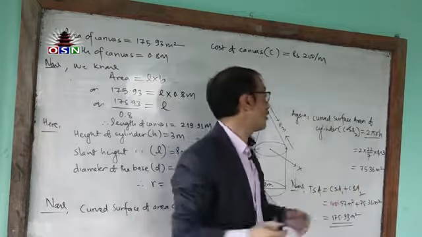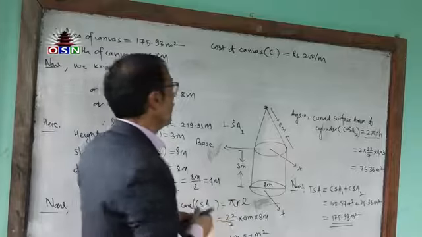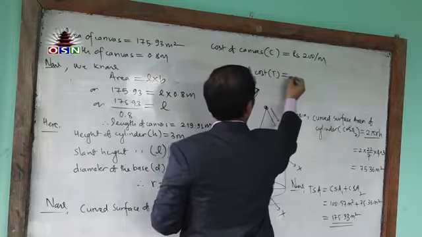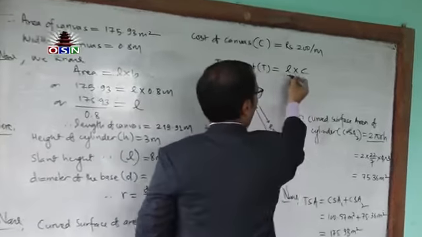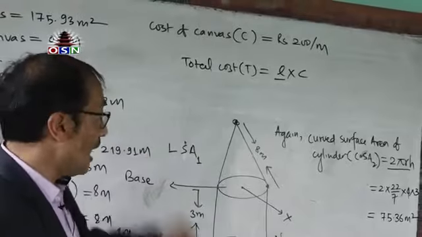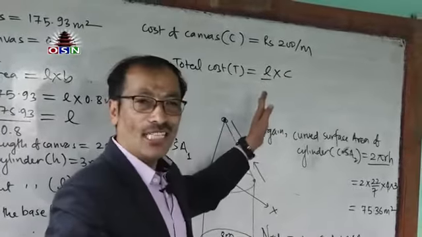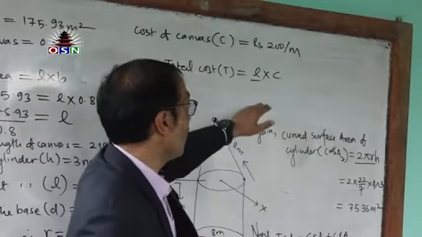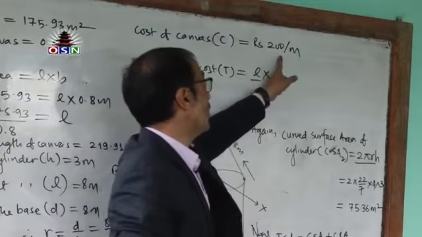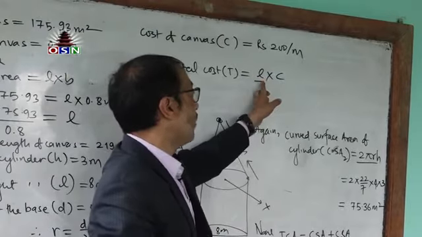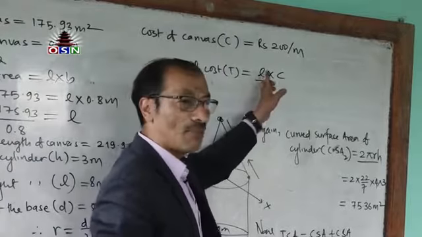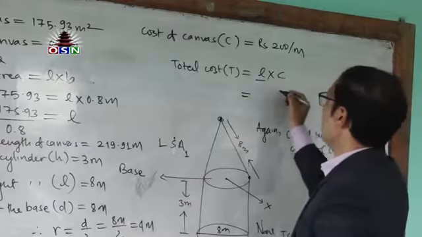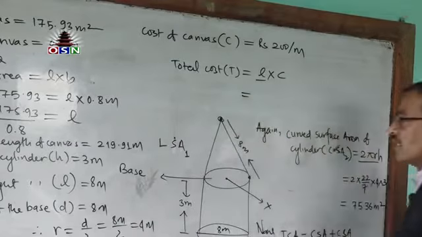You can use the unitary method also. If not, then you'll have to use this formula to find the total cost. Total cost, that is T, is equal to L into C, because it is related to length. And if it is related to area, A into C. If it is related to number, N into C. This time the cost given is per meter, so it is related to length, so length is multiplied by its cost. Yes, we are very much clear here. The length we have already found.